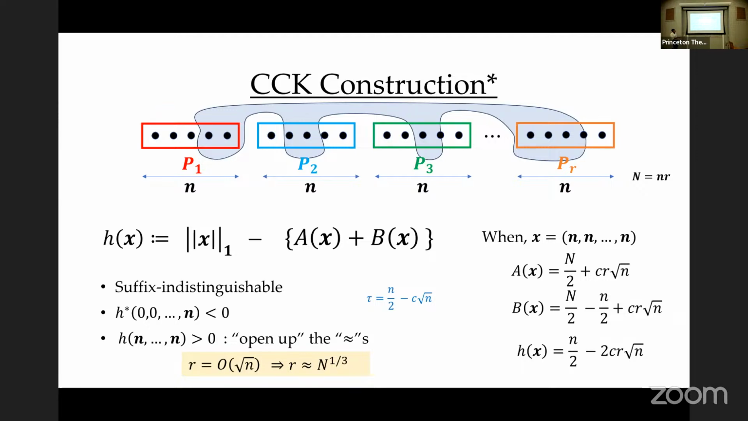So R has to be square root of small n. It cannot be bigger than square root of small n, because otherwise this term will kill this term. And that gives a cube root of capital N. So small n is the size of one part. If I look at R in terms of the whole universe, I get cube root of capital N. And that's a limit. In this technique, we could not reach beyond this.